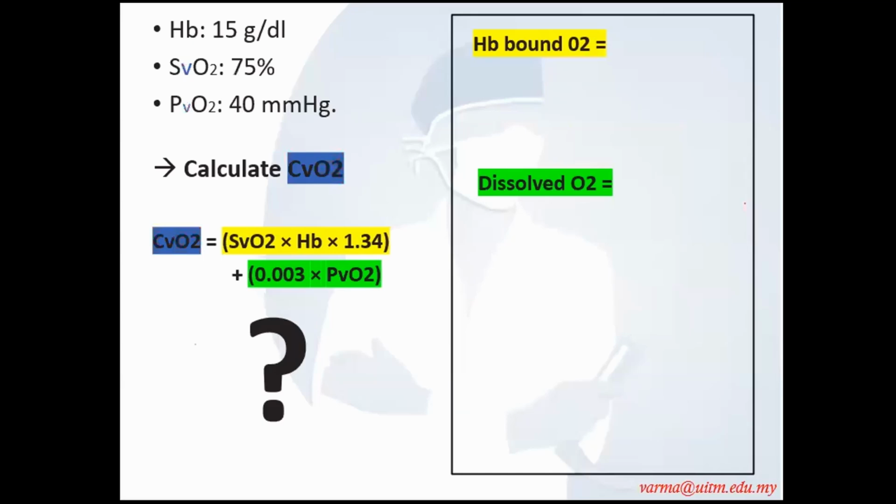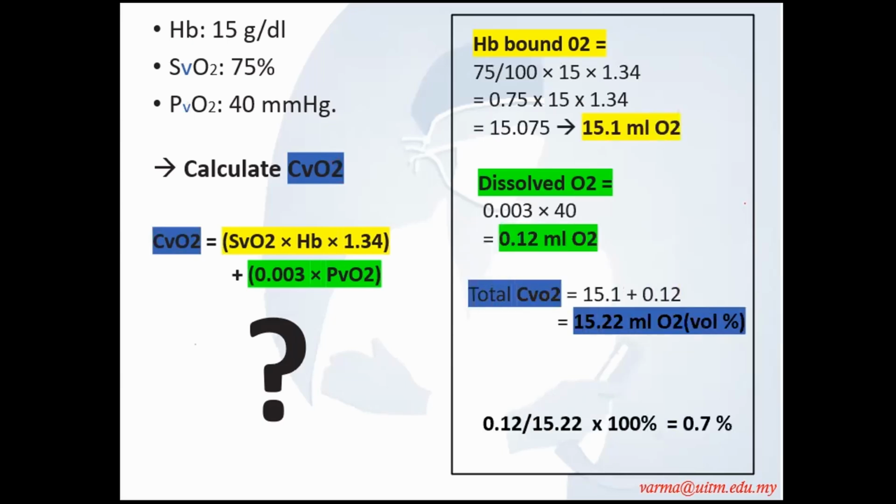This is for your PvO2, the same thing, but it will be 75% here. Just keep that in mind. But your dissolved oxygen will be even less, because your PvO2 will be even lower, right? Venous partial pressure of oxygen.